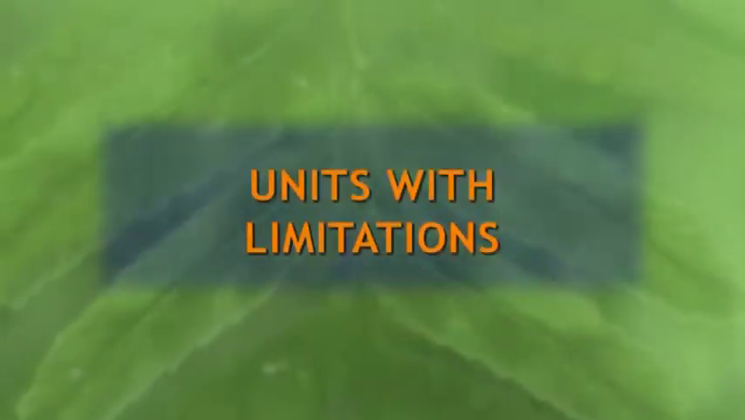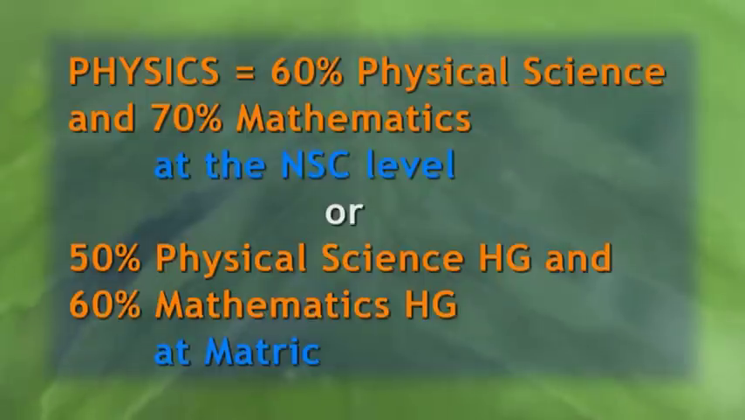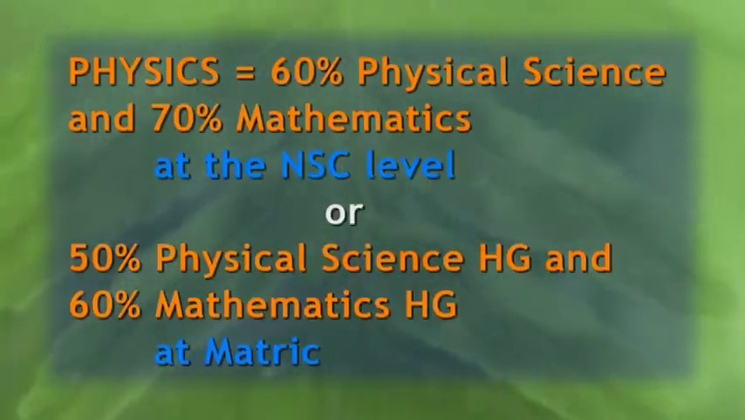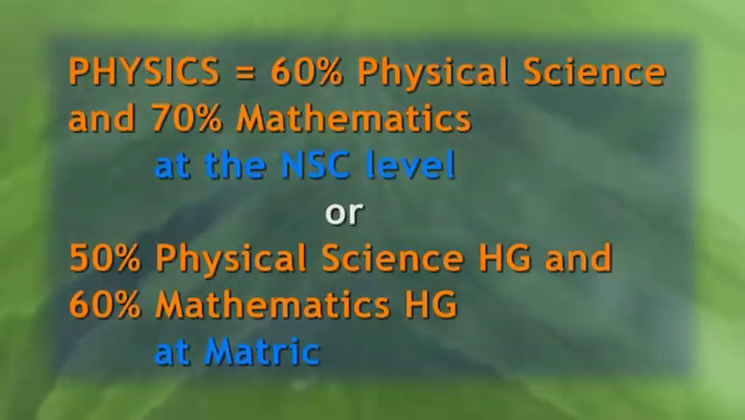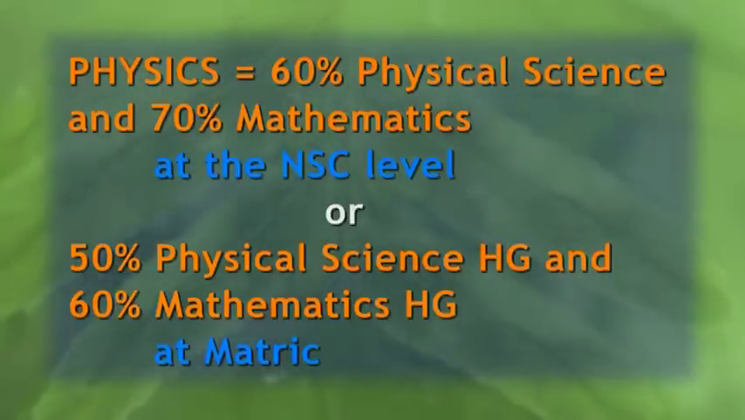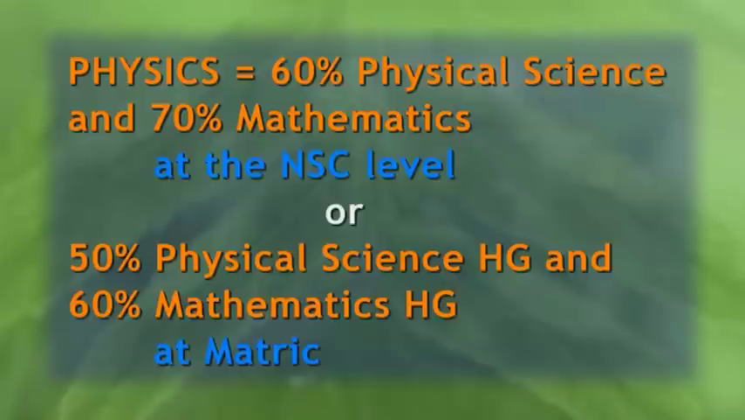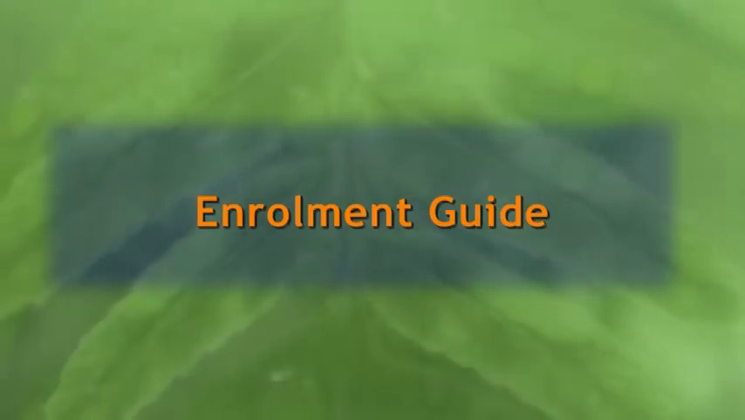Please note that entry into certain units in the Faculty of Science is limited, i.e., there are limitations on the number of students who can be accommodated into these units. For example, in order to major with physics, one must have obtained at least 60% in physical sciences and 70% in mathematics at the NSC level, or at least 50% for physical science and 60% for mathematics, both on higher grade, at the matriculation level or equivalent. More details can be found in the enrollment guide.